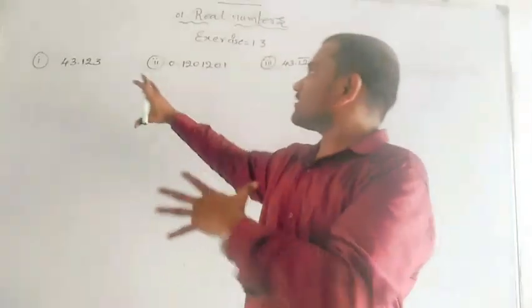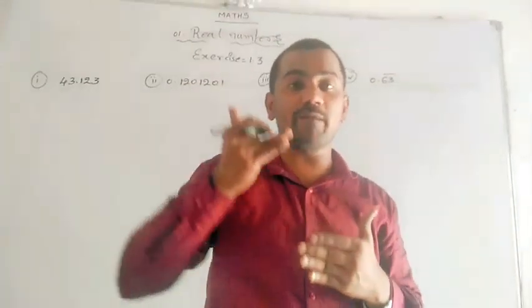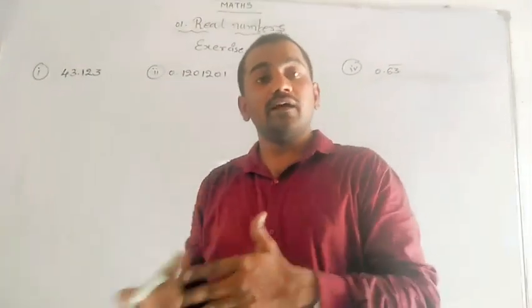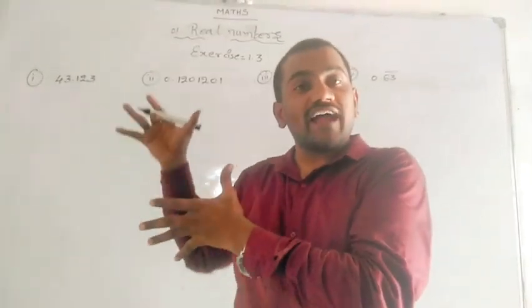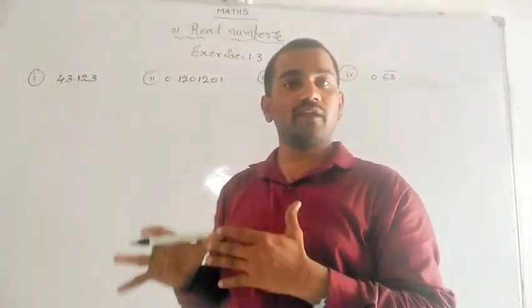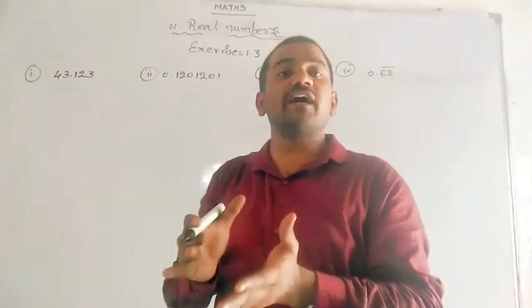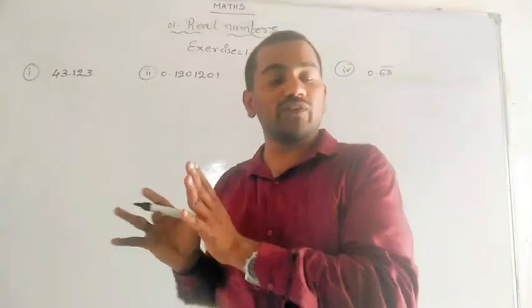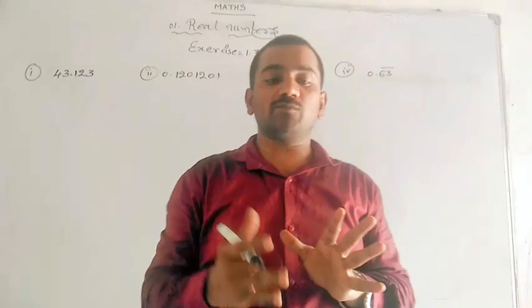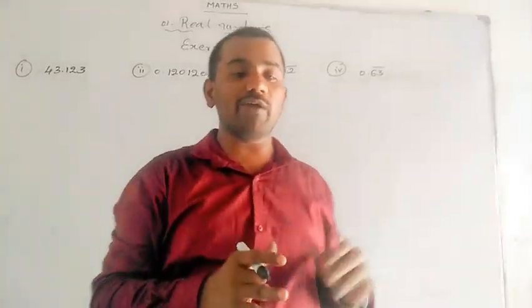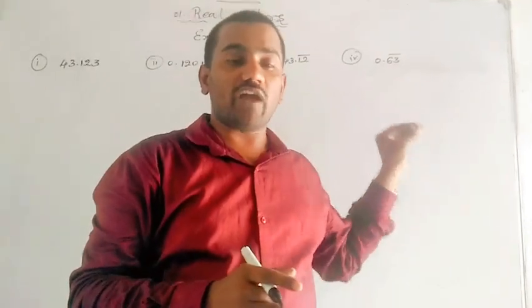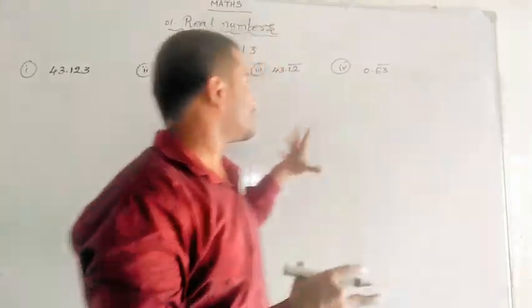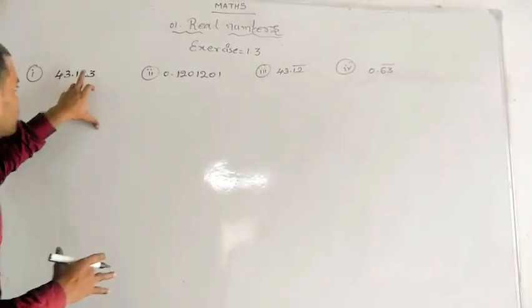We have to express these decimal numbers in the form of p by q, and that means we have to write in the form of a fraction, and we have to factorize the denominator. After factorizing the denominator, we need to write what we have observed. So the question is: express the following decimals in the form of p by q and write the prime factors of q and what you observe.